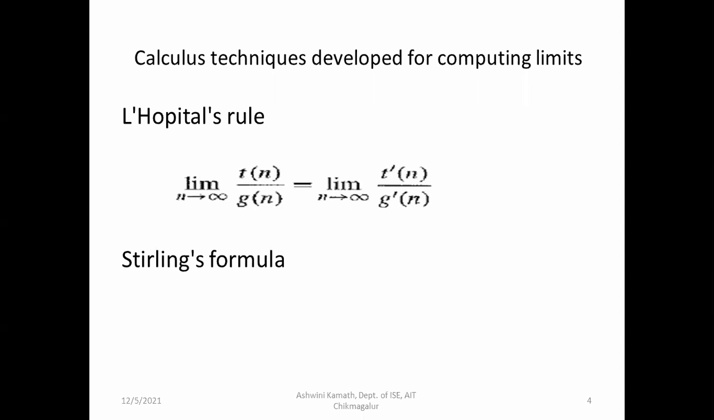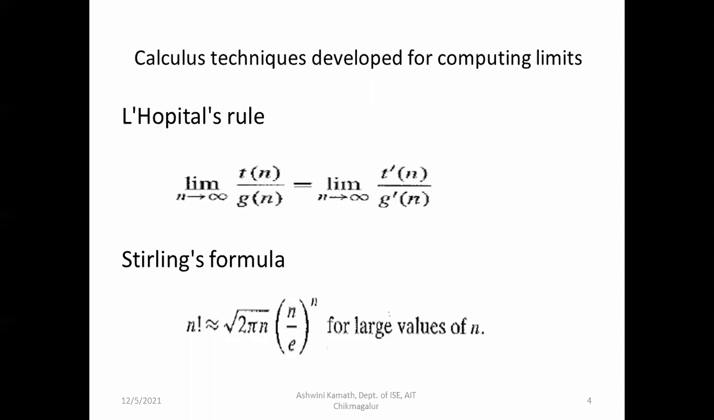Then Stirling's formula. Stirling's formula is n factorial is approximately equal to square root of 2 pi n into n divided by e whole to the power of n. That is for large values of n. If we cannot find the value of n factorial, it will be approximately equal to square root of 2 pi n into n divided by e whole to the power of n. If we cannot divide it directly, then we can apply this in place of n factorial.